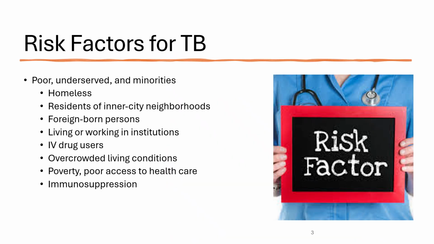TB occurs disproportionately in the poor, underserved, and minorities. People most at risk include the homeless, residents of inner-city neighborhoods, foreign-born people, and those living or working in institutions, IV drug users, overcrowded living conditions, less than optimal sanitation, and those with poor access to health care. Immunosuppression from any cause, such as HIV, cancer, or long-term use of corticosteroids, increases the risk for active TB infection.